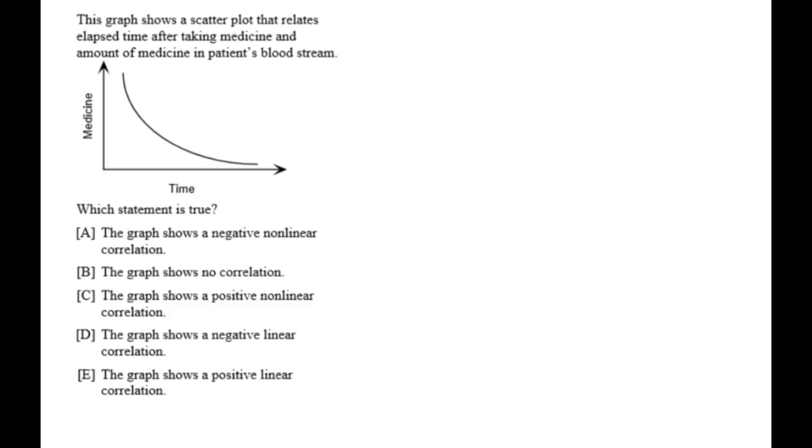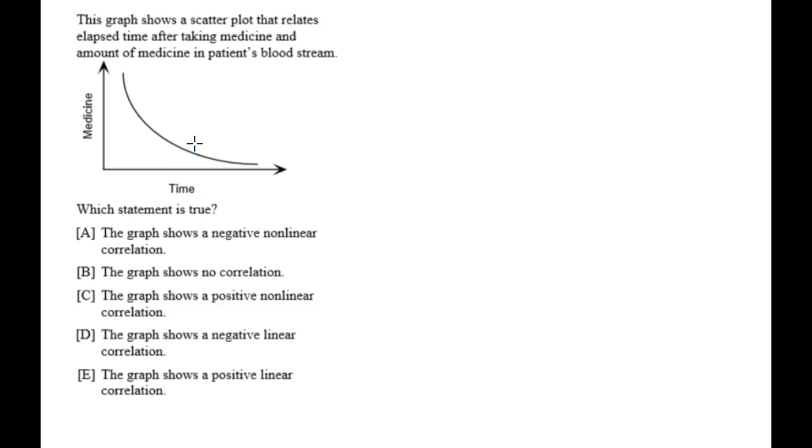Now to the next example. This graph shows a scatter plot that relates elapsed time after taking medicine and the amount of medicine in a patient's bloodstream. So we have time on the x-axis, this could be in hours, could be in minutes. We have the amount of medicine in the bloodstream on the y-axis. And we can see the graph that represents that amount. So we want to determine which statement is true.